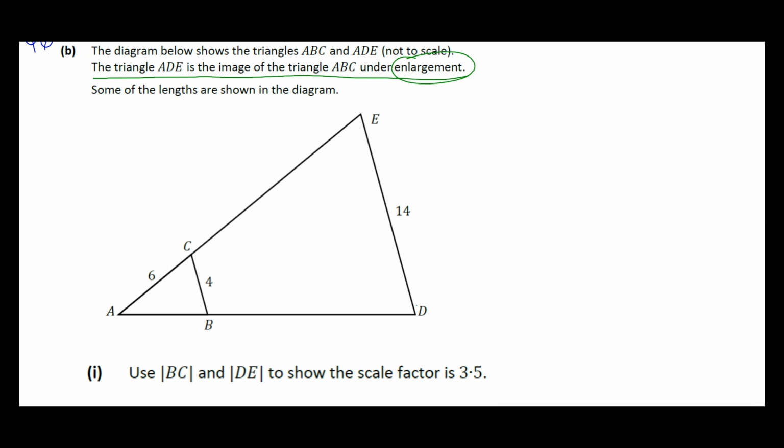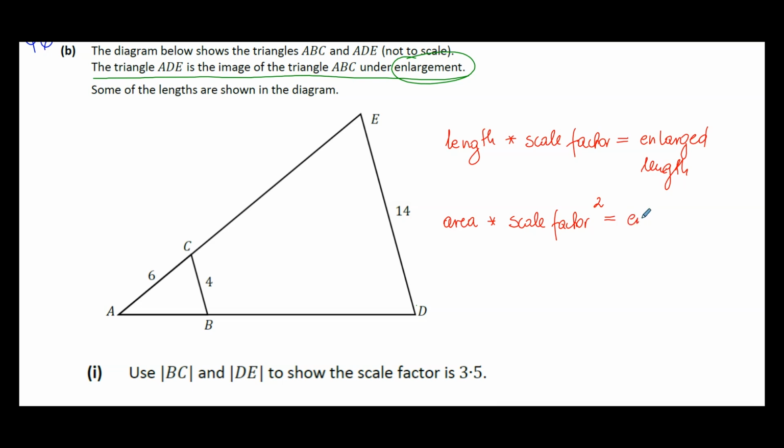So there is a little bit of knowledge that we need that has to do with scale factor. When we take a length and we multiply that length by the scale factor, we are getting the enlarged length. Second thing that we need to know: when we take an area and we multiply that by the scale factor taken to the power of 2, we're going to get the enlarged area. So those are the two elements of knowledge we need.